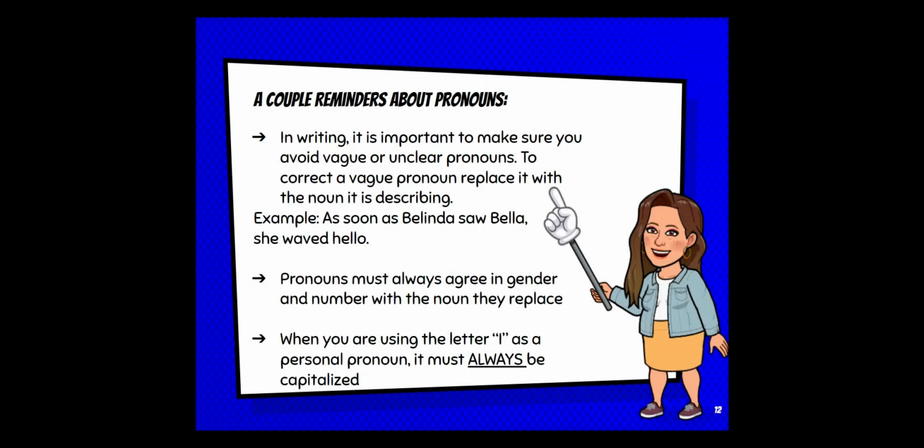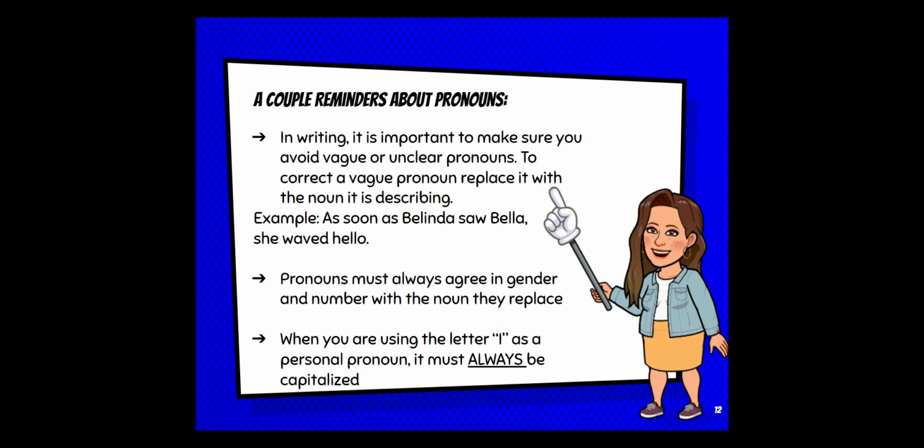A couple reminders about pronouns. In writing, it is important to make sure you avoid vague or unclear pronouns. To correct a vague pronoun, replace it with the noun it is describing. Example, as soon as Belinda saw Bella, she waved hello. Because there are two names here, I'm not sure who's waving hello to me. This would be an example of a vague pronoun, and something that you want to avoid in your writing.